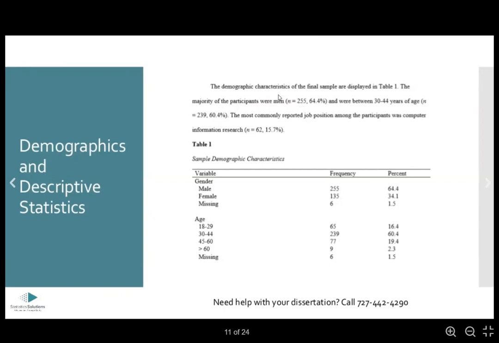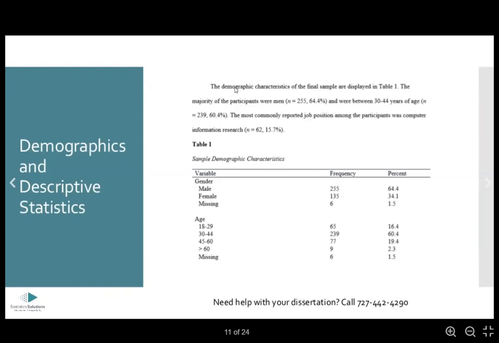Here we've got our sample, and then we are giving the breakdown of the gender, age, and how many were missing. So in this case, you'll notice in the narrative, they're not saying all of the different levels of the variables. Here they're just saying the majority of participants were men, and then the most observed age range. That's okay to do in the narrative because, again, you're going to have it all laid out in the table. So just use that narrative to really give the high points of your sample.